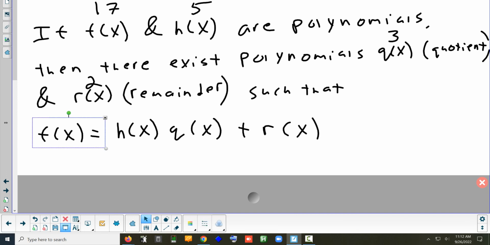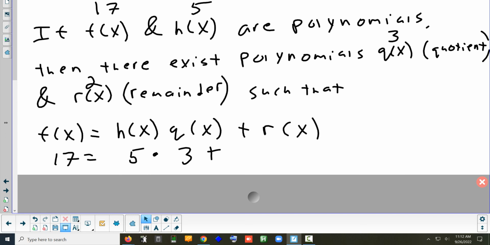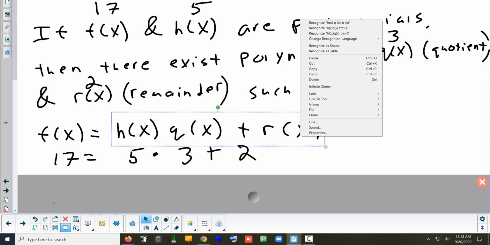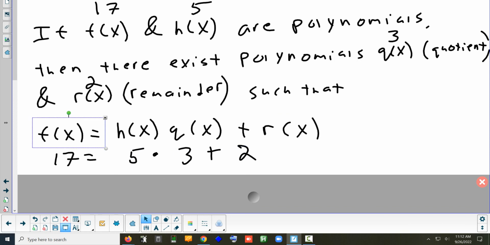What was f of x? 17 equals, basically checking my answer. What did I divide by? 5 times, what was my quotient? 3 plus what was my remainder? 2. 5 times 3 is 15. 15 plus 2 is 17. That's how you check your answer with long division. We can do the same thing with a polynomial. It's what you divided by times your quotient plus your remainder should equal the original numerator. If it doesn't, you didn't do something right.